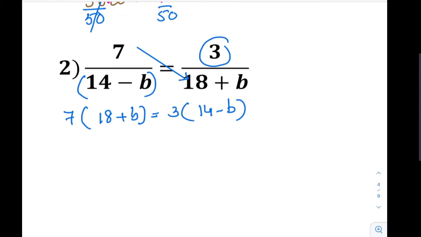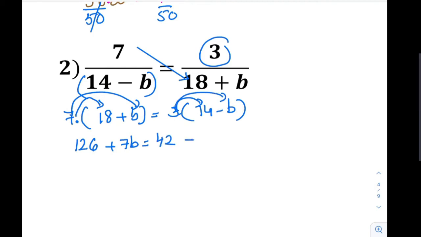If I don't put any mark between the number and the bracket, that means it is multiplication. So this means multiplication and this means multiplication as well. And then I will start distributing. 7 times 18, 126, plus 7 times b, 7b, equals 3 times 14 is 42, and 3 times negative b is negative 3b.